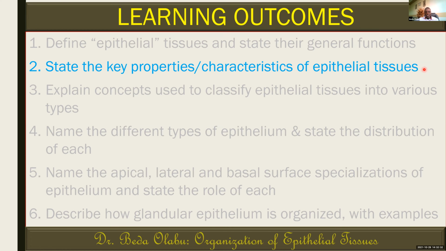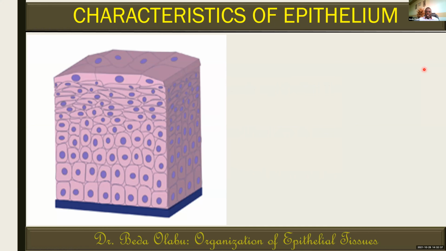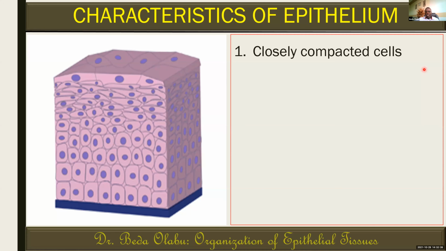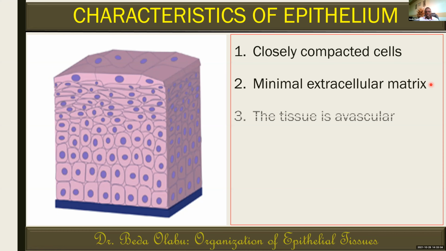The second agenda is to talk about the properties or characteristics of epithelium. The following are the characteristics of epithelial tissues. Fundamentally, epithelial tissues consist of cells which are very closely packed. They are very contiguous, as you can see here. And if the cells are closely packed, then it means this, that the material, the matrix of that tissue is very minimal. We can actually say hardly any matrix.